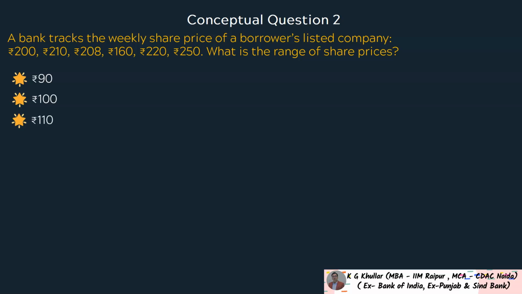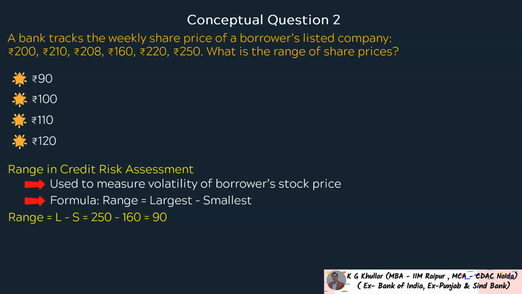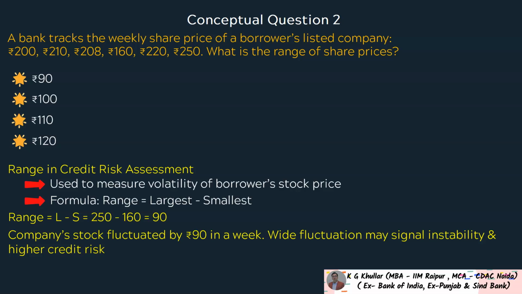Now friends, in credit assessment, bankers often look at the volatility of the borrower's stock price. And a simple way to measure the spread is range, which is nothing but largest minus smallest value. Here, as you can see, the largest value is 250 while the smallest value is 160. So range is nothing but L minus S, that is 250 minus 160 equals rupees 90. Thus the company's stock fluctuated by rupees 90 during the week. Friends, such wide fluctuations may indicate instability and higher credit risk. So as far as this question goes, the correct option is option A.